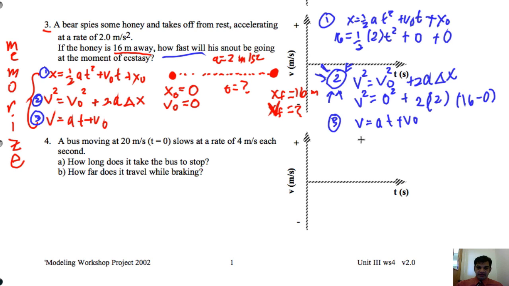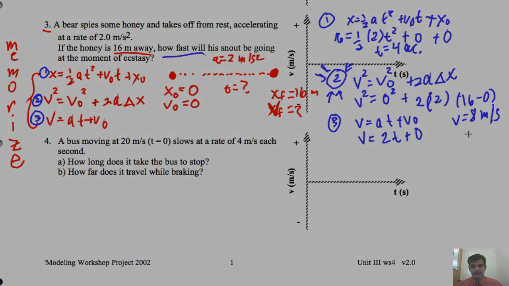Okay. Then here, for number 3, we're going to have v equals 2 times t plus 0. So clearly this formula is useless. So when we solve here for time, you guys can do the algebra. You're going to get that t is 4 seconds. Yay. And when we solve for the v squared here, we're going to get v is 8 meters per second. Okay.